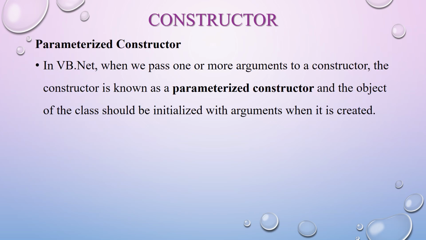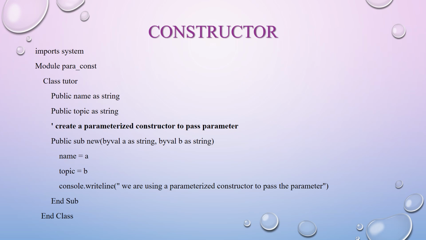Now we can see what a parameterized constructor is. This is another type of constructor. In VB.NET, when we pass one or more arguments to a constructor, the constructor is known as a parameterized constructor, and the object of the class should be initialized with the arguments when it is created. Now we can see an example for a parameterized constructor.